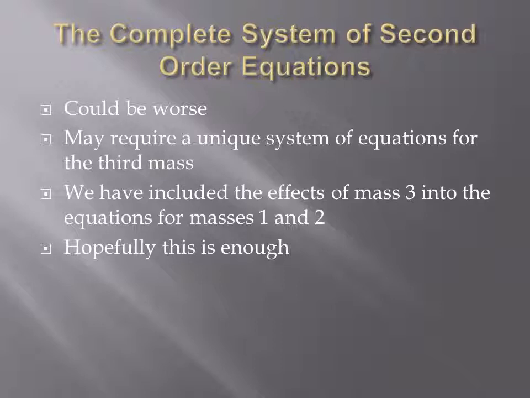Now this looks very complex, but it could be even worse. It may be that we require a unique system of equations for the third mass, the fluid mass. As we have done now, we have included the effects of mass 3 into the equations for mass 1 and mass 2 with the variable mass terms. Hopefully this is enough, but if it is not, and we have to develop a unique system of equations for the third mass, that may take us directly into having to deal with computational fluid dynamics to develop this system of equations. And we will have 3 sets of equations instead of 2.